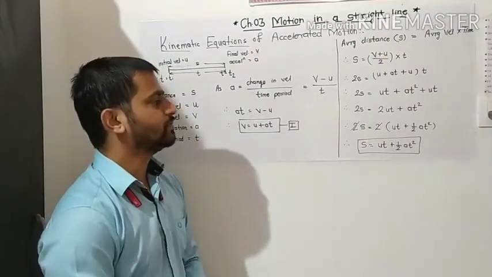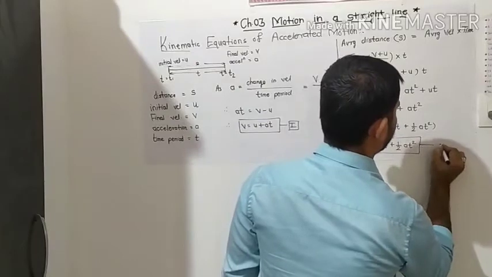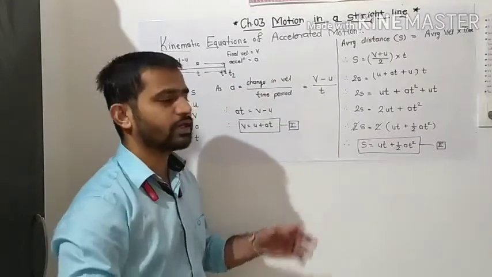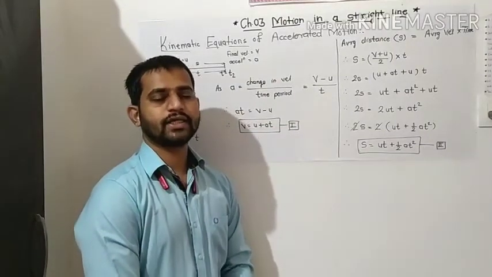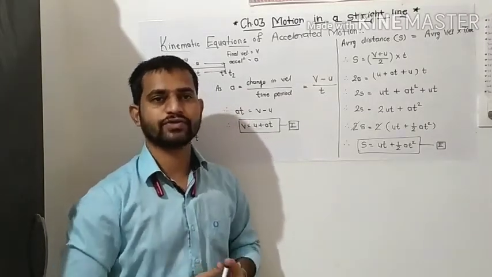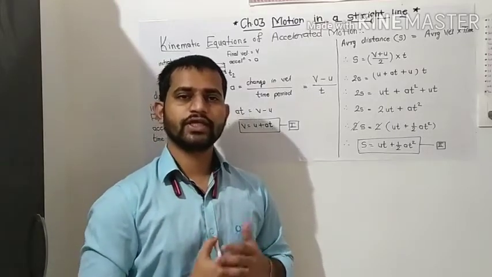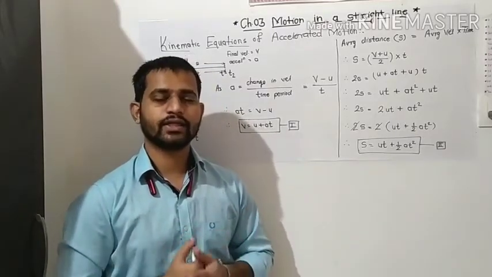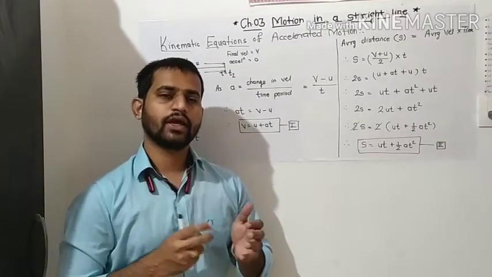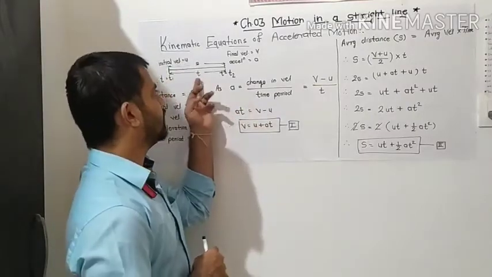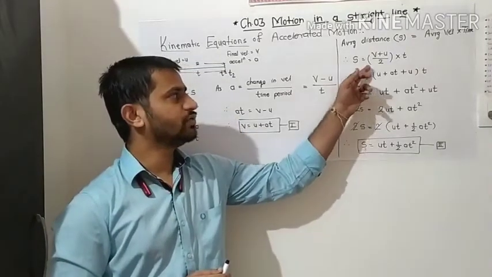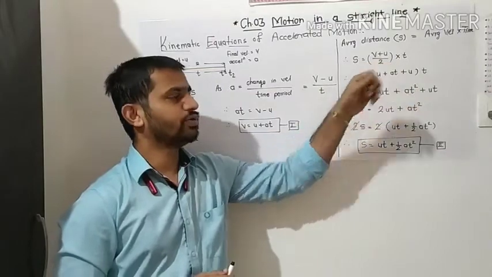So we can find out the second equation of the kinematics for the accelerated motion this way. For that purpose we initially go for the average distance, and for its calculation we must know the average velocity. We have two velocities, the initial velocity and the final velocity. If we take the average of these two, it will be u plus v upon 2. We multiply this with our time period t to get the average distance. So our equation becomes s is equal to v plus u upon 2 into t.